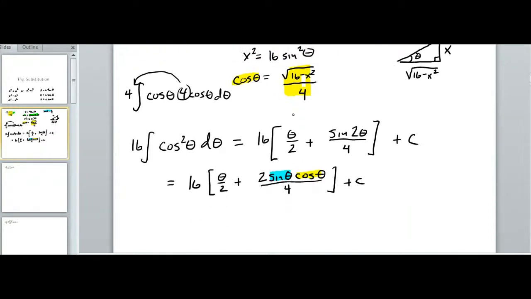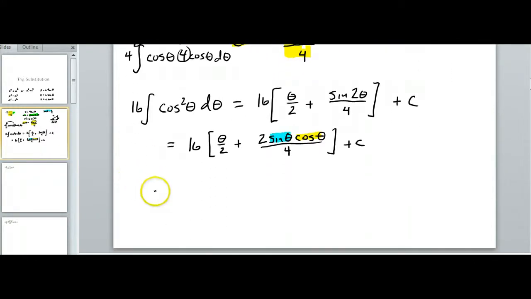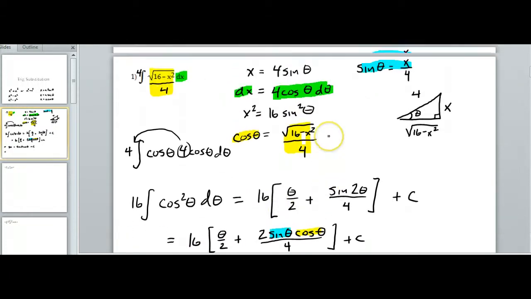Alright, now cleaning up a little bit, we're going to distribute that 16 through. So that's going to be 8 theta plus the 2 and the 4 reduced to a 2, so again we're going to get an 8 sine theta cosine theta plus c. Alright, and now take everything back. We need to figure out what theta is. So going back up here, sine theta equals this, so that means theta is the arc sine of x over 4.